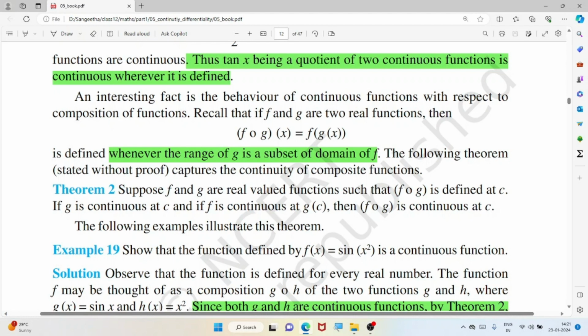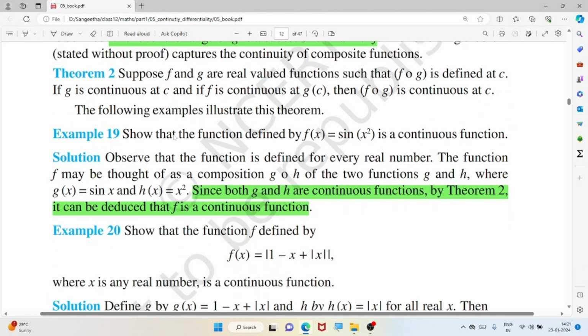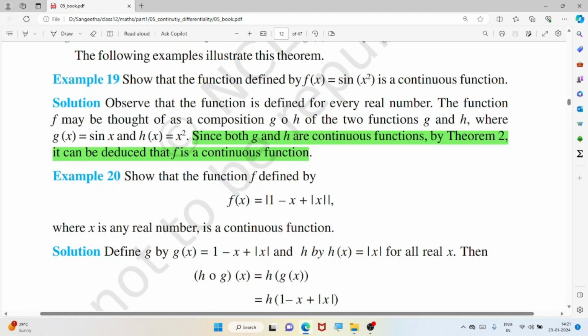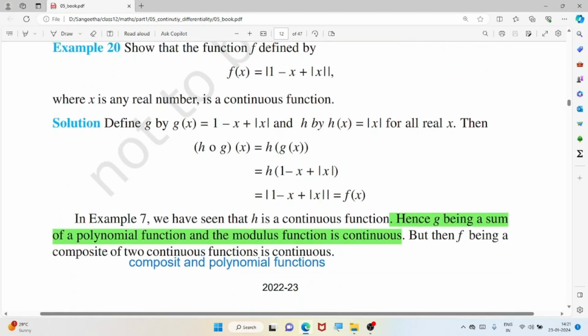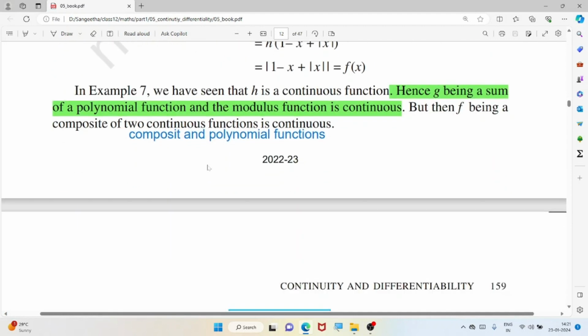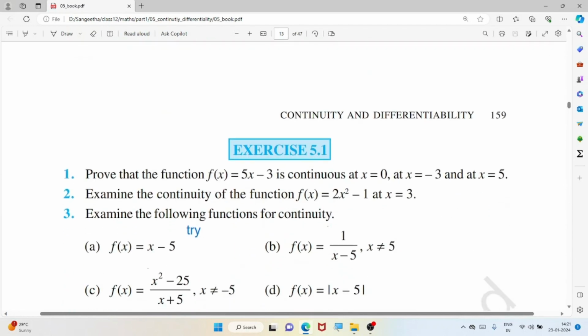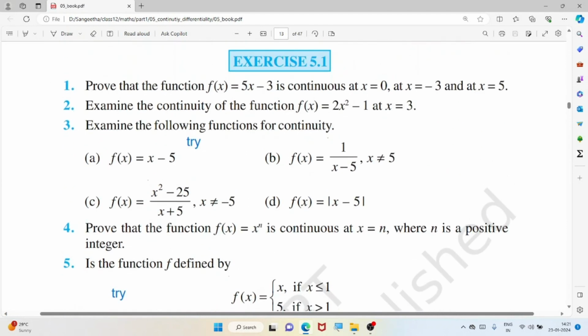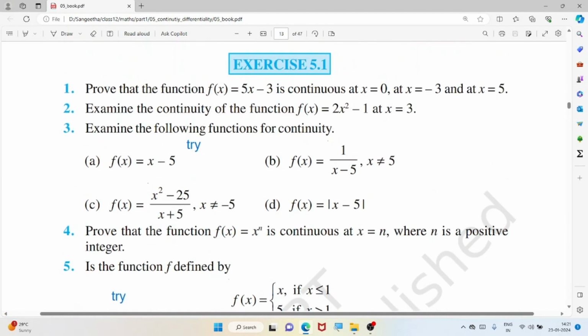G is a subset of F, G is a subset of domain F. This is how we write this. You can try, at least you try these things.